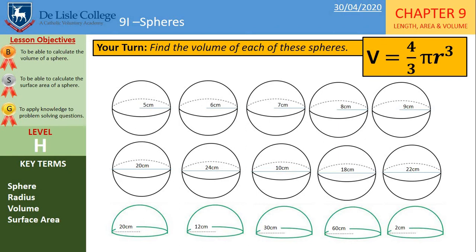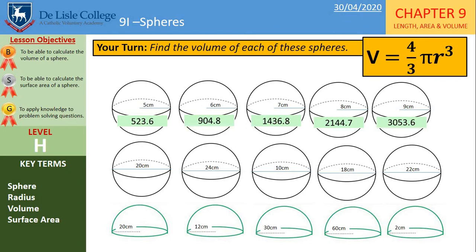Okay, let's check these answers. So the top row, you can see the values. They are all rounded to 1 decimal place. Since it doesn't say what type of rounding you need to do for your answer, it doesn't matter if you've chosen different rounding to this. All of your answers should have centimetres cubed on them.